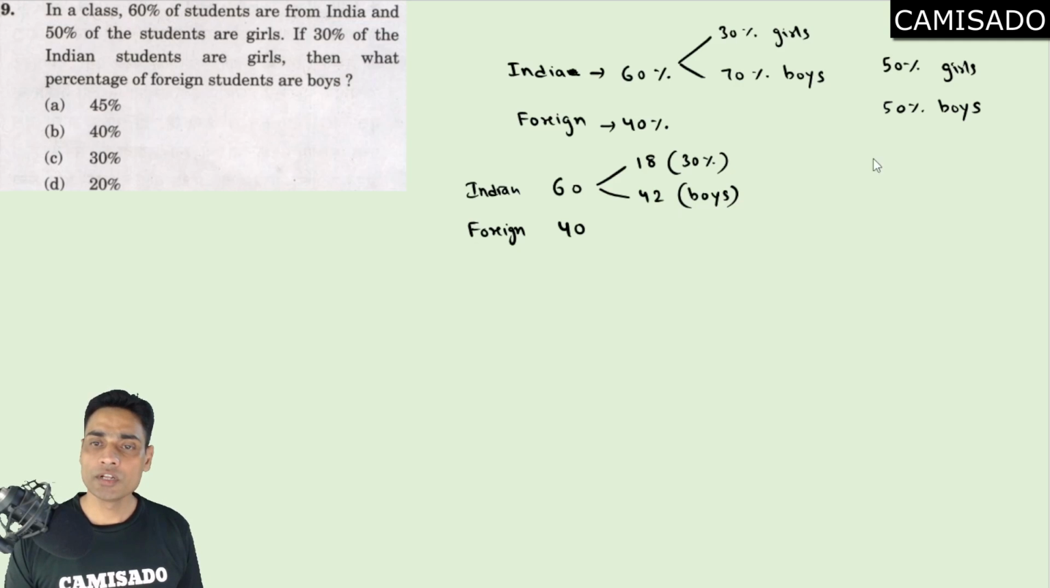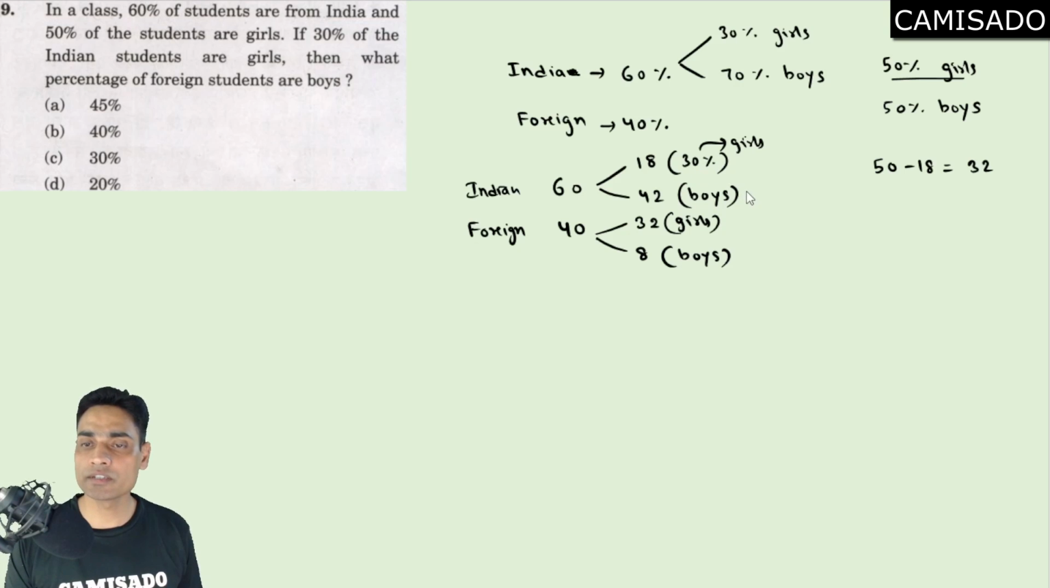Fine. Now as it is given that 50% are girls, according to the situation we have 50 girls. So out of 40, what we will do is 50 minus 18, which means 32. So we have 32 girls here and the remaining 8 are boys here. These are girls basically. Here also these are girls. Percentage I am telling you, it's 30%, then it is 70%, and so on. Here it is 80% and it is 20%.